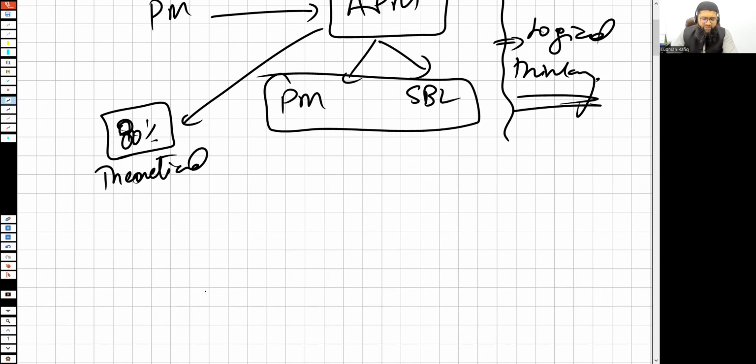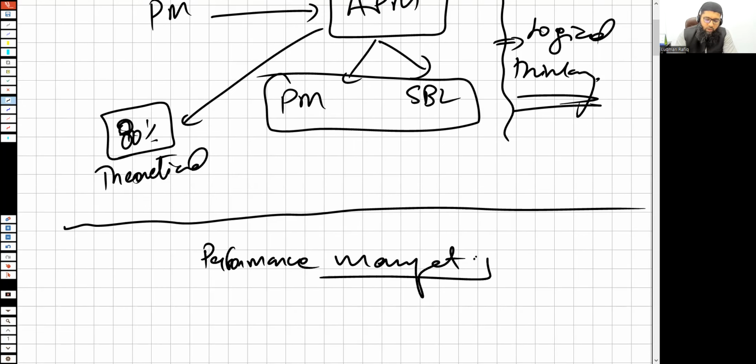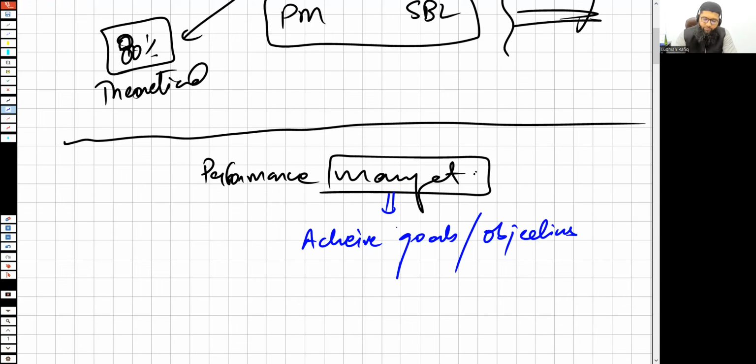Now, what exactly is this APM all about, and what should you do as a student to pass the APM paper? I'm going to guide you. Basically, APM, as it says, is performance management. Performance management means that as an organization, you are going to achieve your goals and your objectives. That's what performance management is all about.